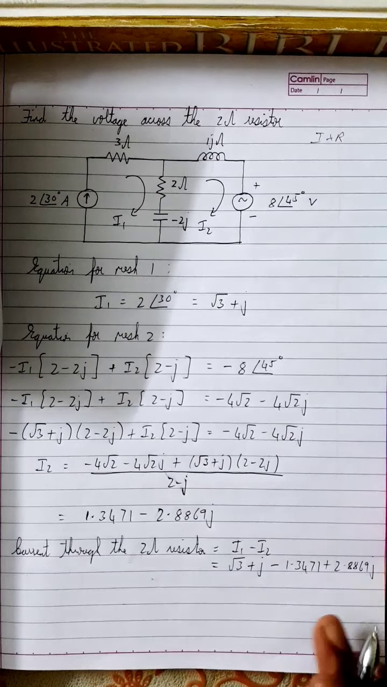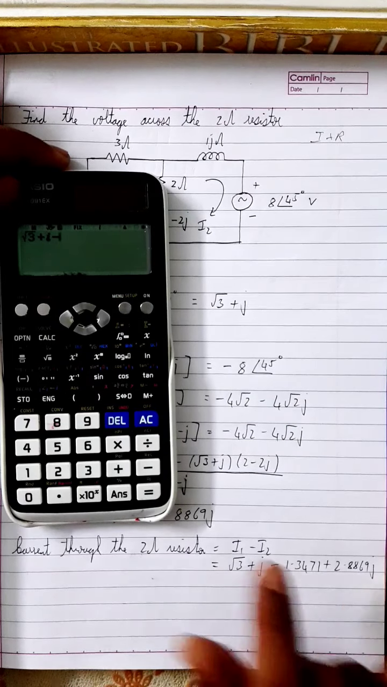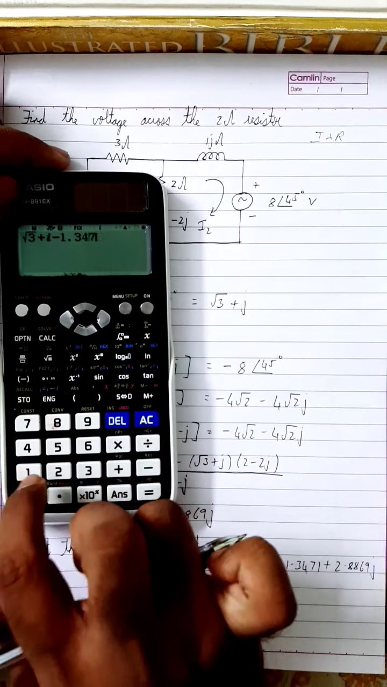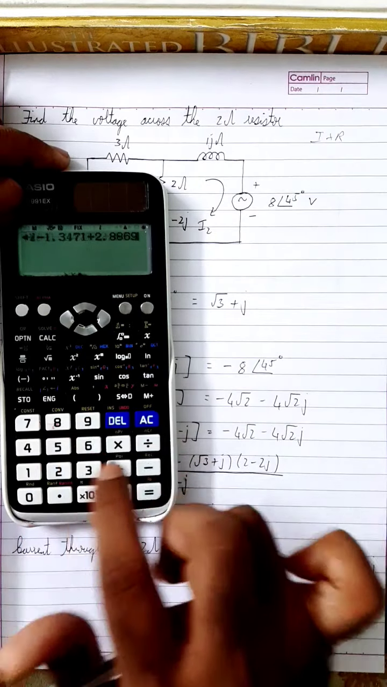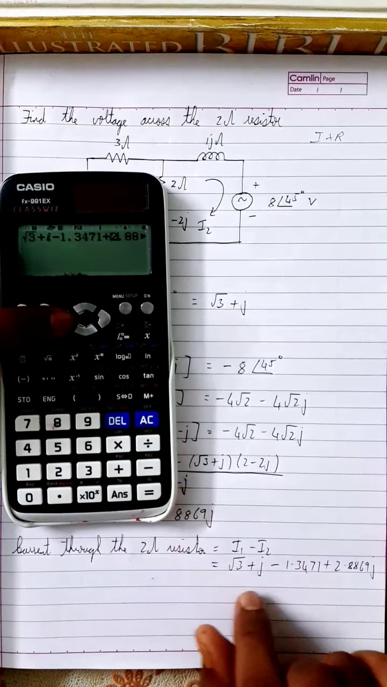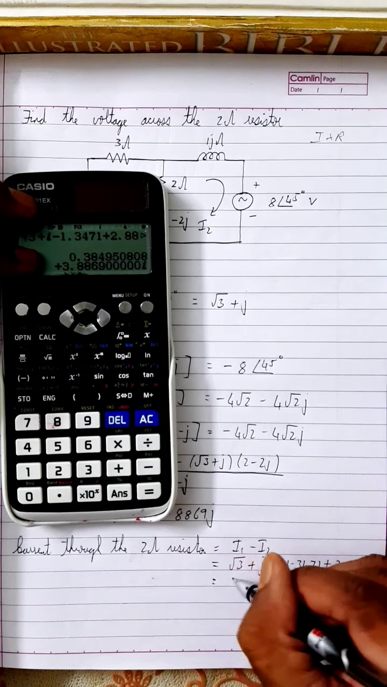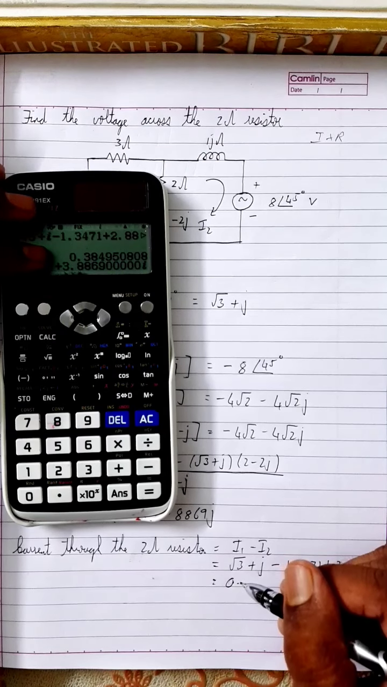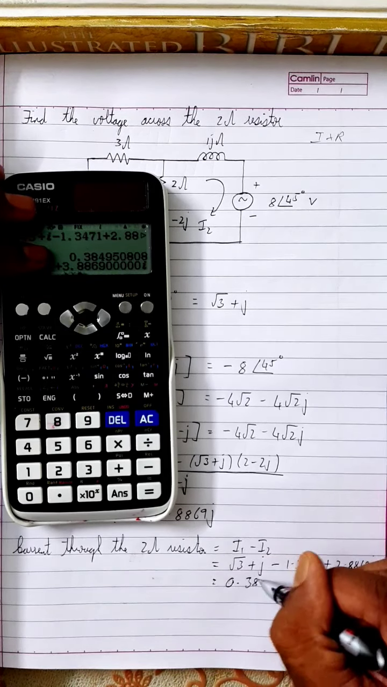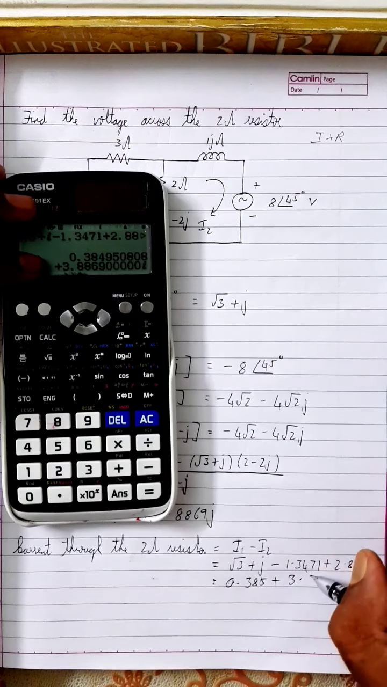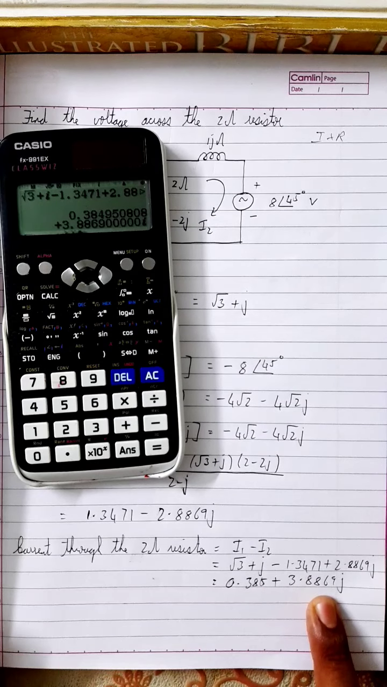So which means you will get this as, let me see, root 3 plus j minus 1.3471 minus 2.8869j, right? So you will get 0.385 plus 3.8869j, right? So therefore this is the current through the 2 ohm resistor, I1 minus I2.